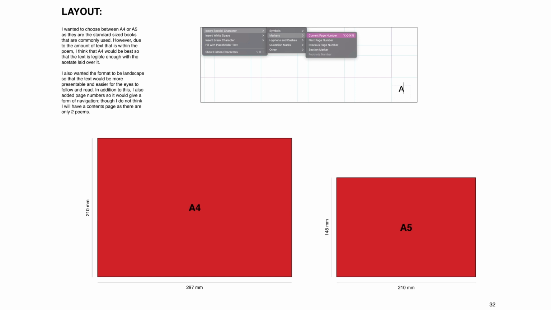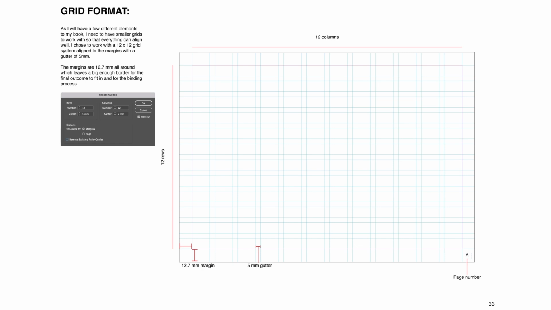Originally, I wanted to work in an A5 format, but decided that the text would be too small and illegible. So I decided on creating this in an A4 landscape format with page numbers included. I worked with the 12x12 grid system with a 12.7mm margin and 5mm gutter to align the different elements. This includes the 1cm allowance for the Japanese stitch binding.